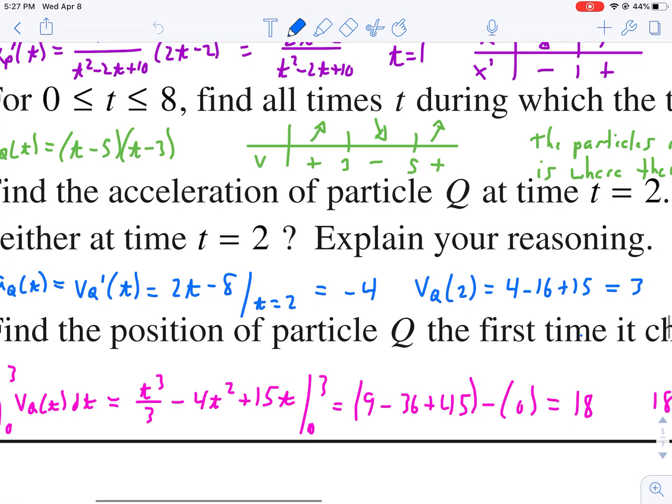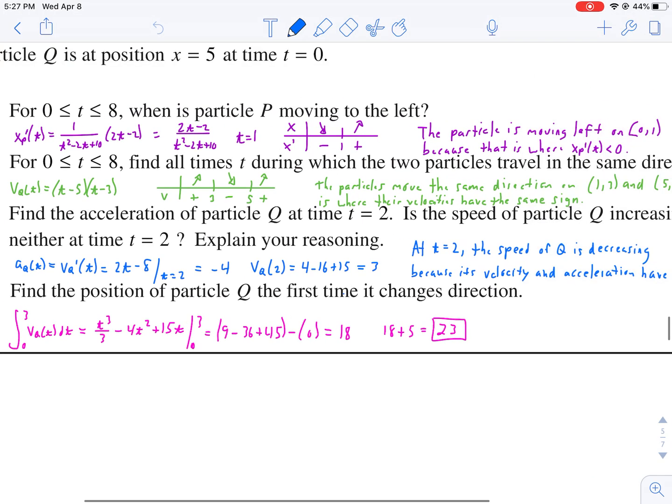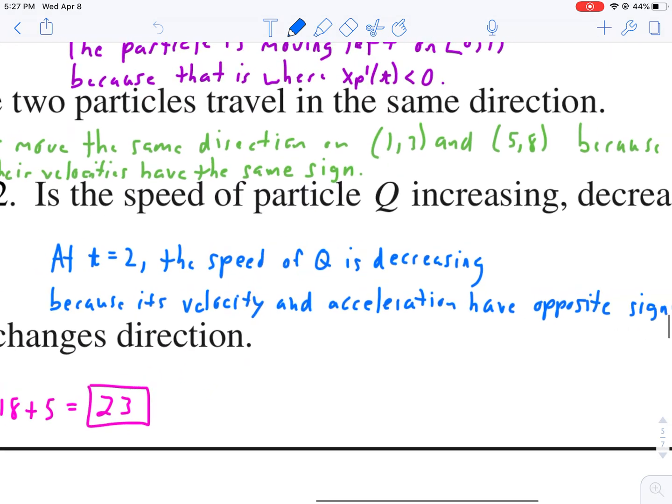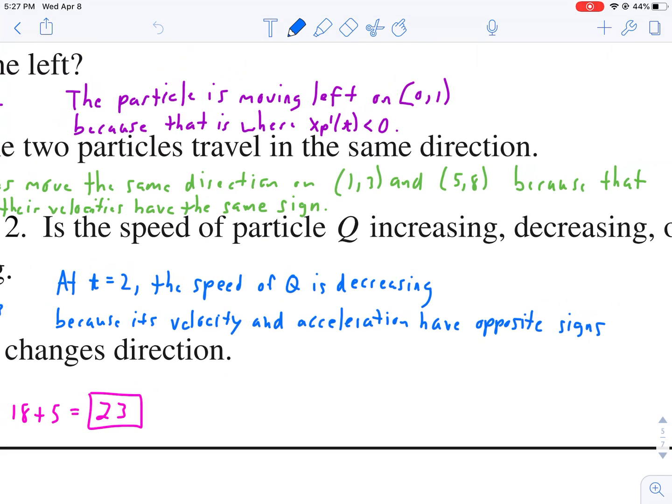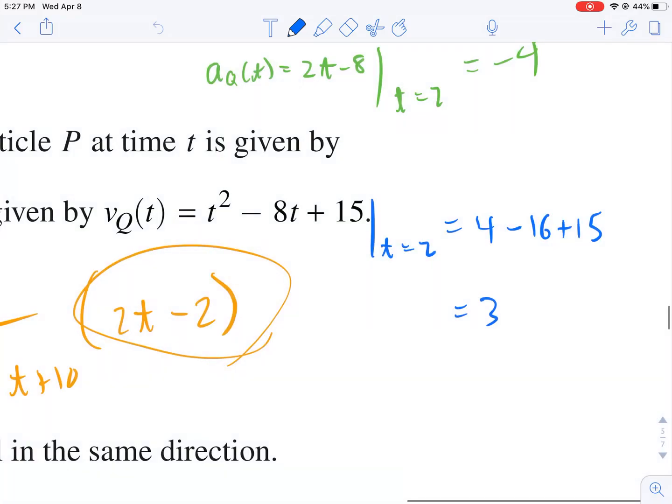Okay, and here we can summarize this. At t equals 2, the speed of Q is decreasing because its velocity and acceleration have opposite signs. So you're looking for a velocity and acceleration being both positive or both negative. That's an increase in speed. If they have opposite signs, one's positive, one's negative, then it's a decrease in speed.